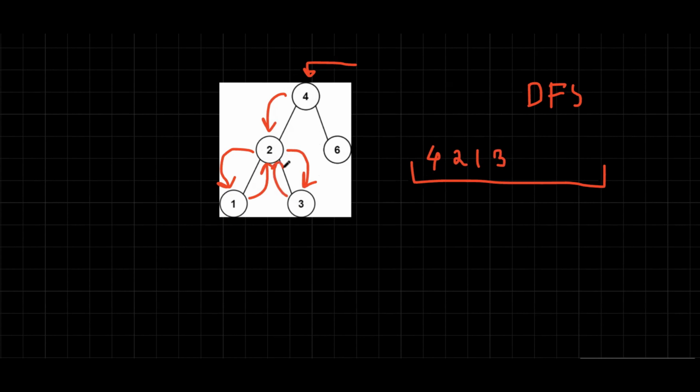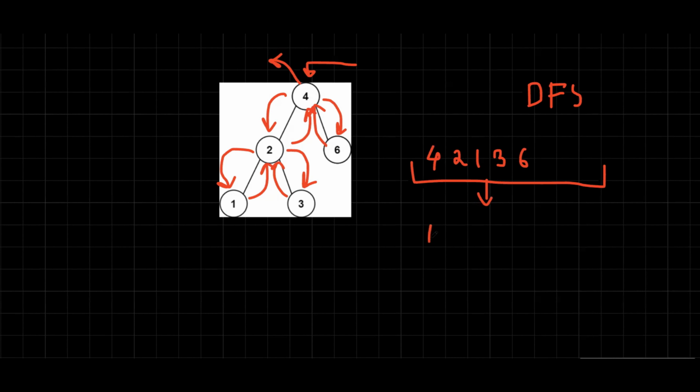Now, from this 3, we will again get back to 2. Now, again get back to 4, but 4 is also visited. Now, we will be at the element 6 or the node 6. Now, from the node 6, we will get back to 4 and it will return. Now, our vector contains the values 4, 2, 1, 3 and 6.